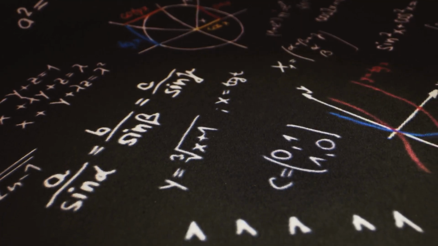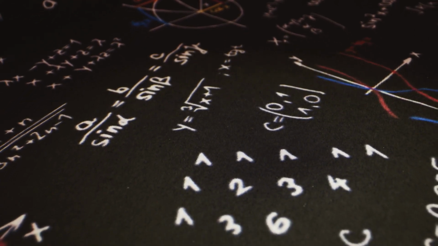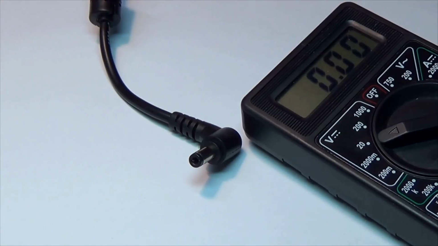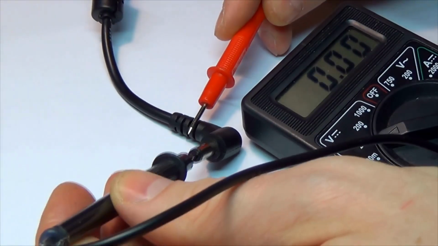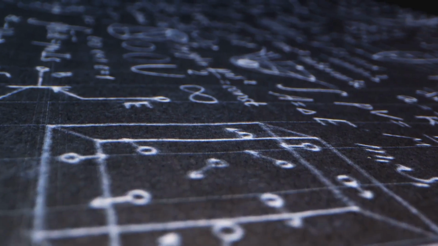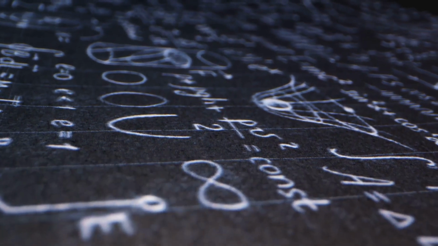The formula for resistivity is ρ equals R times A divided by L. Don't worry, it's not as scary as it sounds. R is resistance, A is cross-sectional area, and L is length. The key point? Resistivity is an intrinsic property. It stays the same no matter the shape or size of the material.